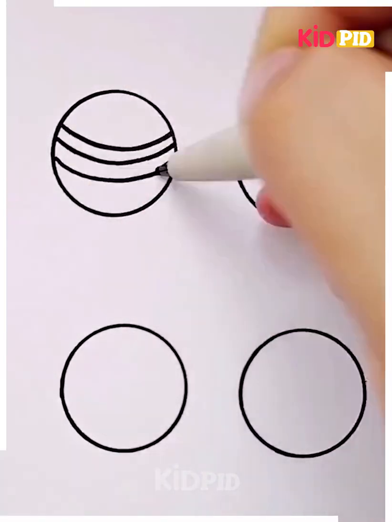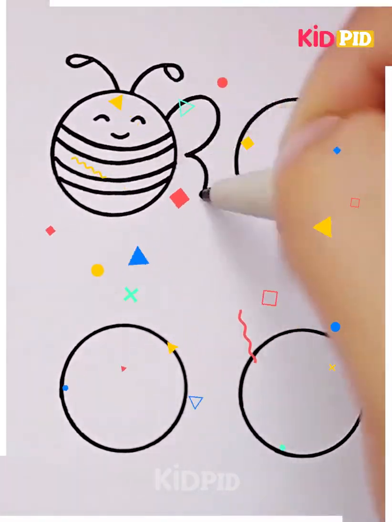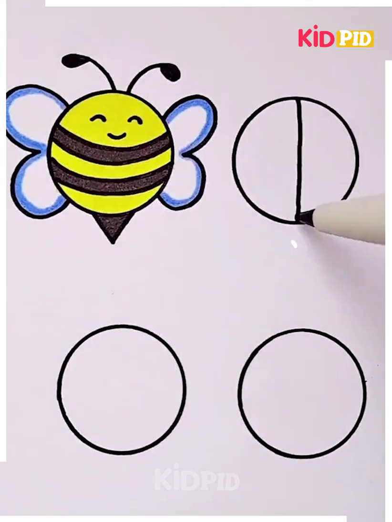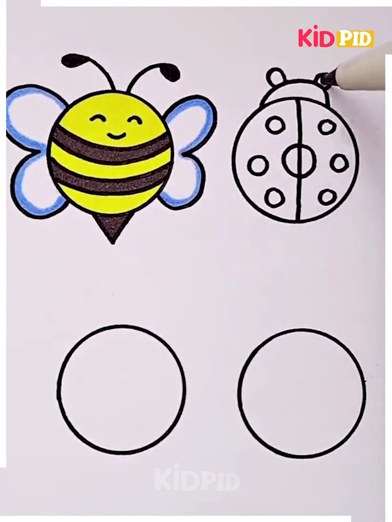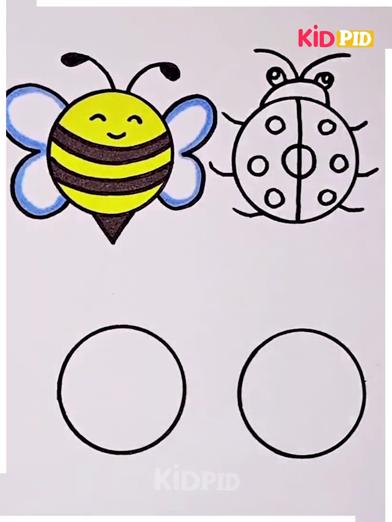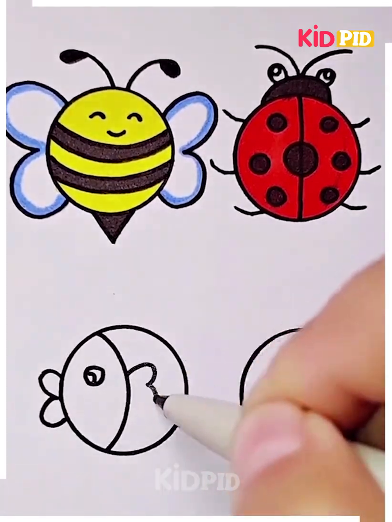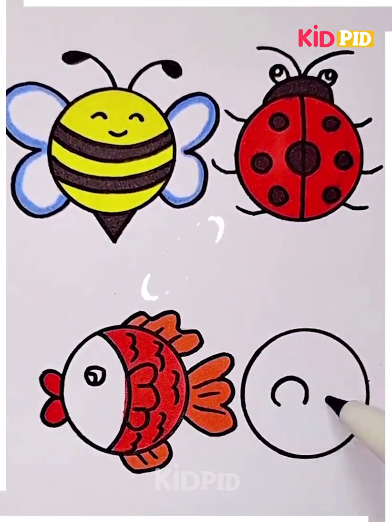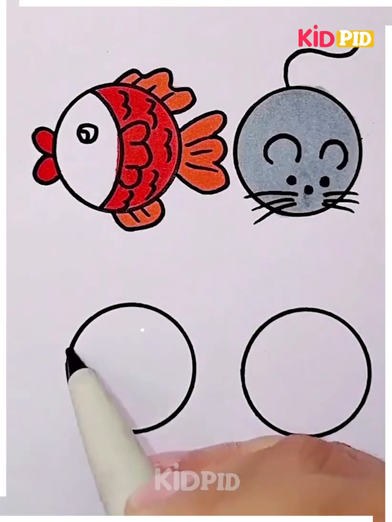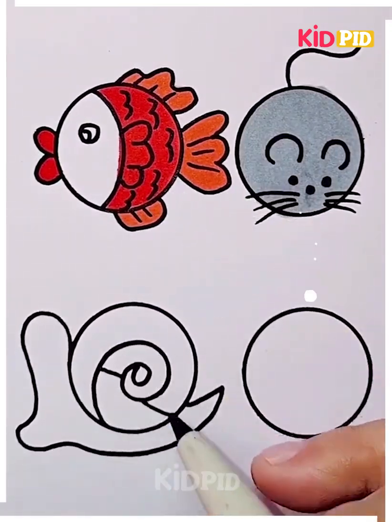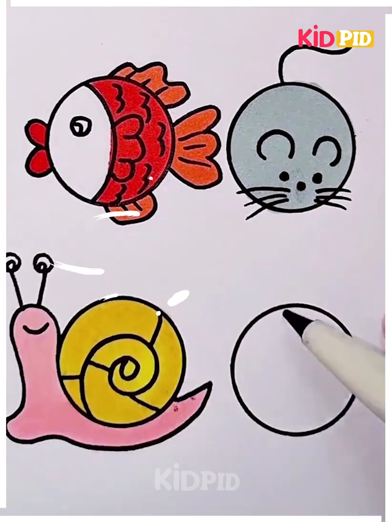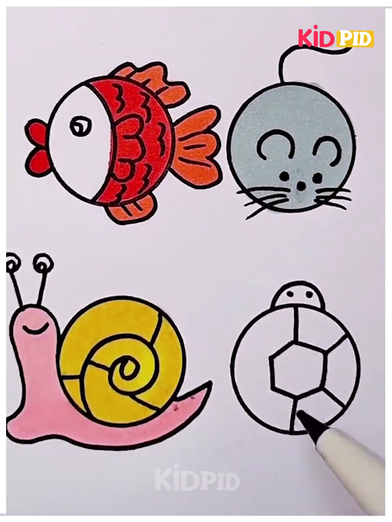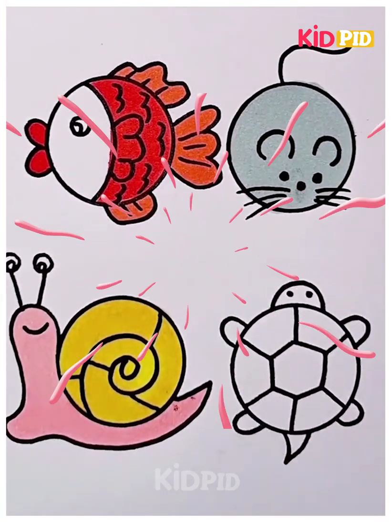Again I'm drawing six circles and showing different types of birds, and here's a honeybee, shading them with yellow, and another we are drawing a bug, and then again we are drawing a fish with another circle, and then shading them with red. Again I'm drawing a rat, and then again a snail, and then again a tortoise. Here's a beautiful animal.